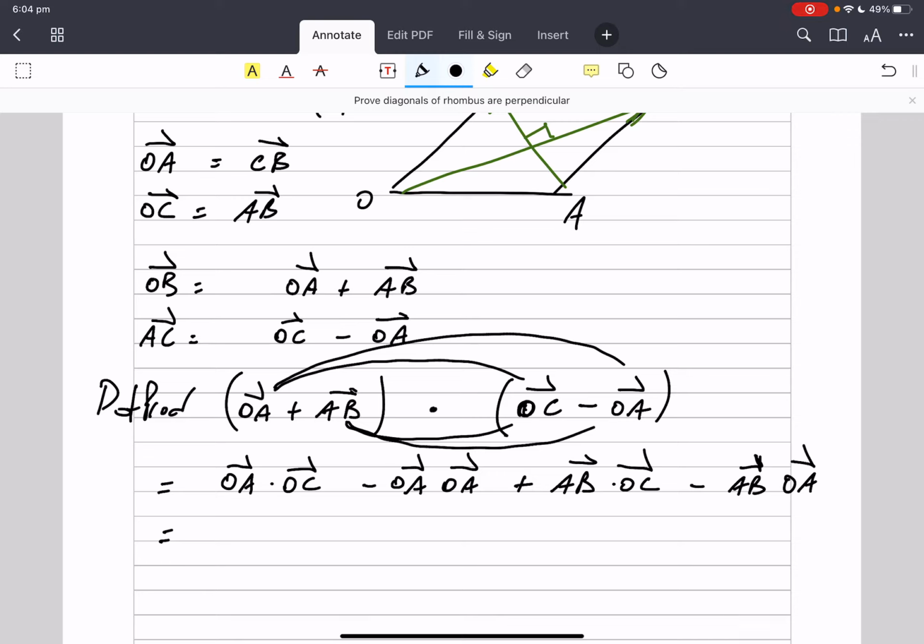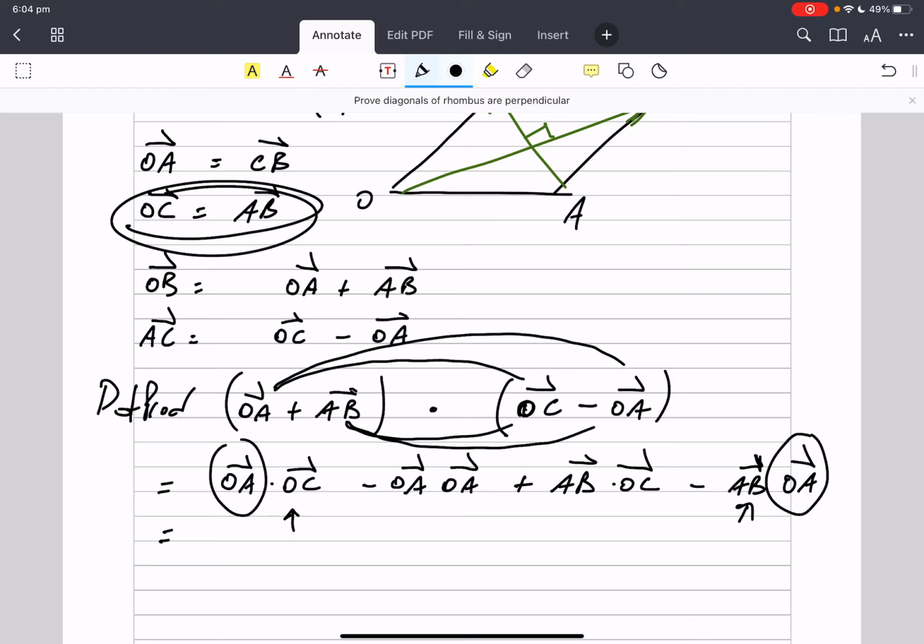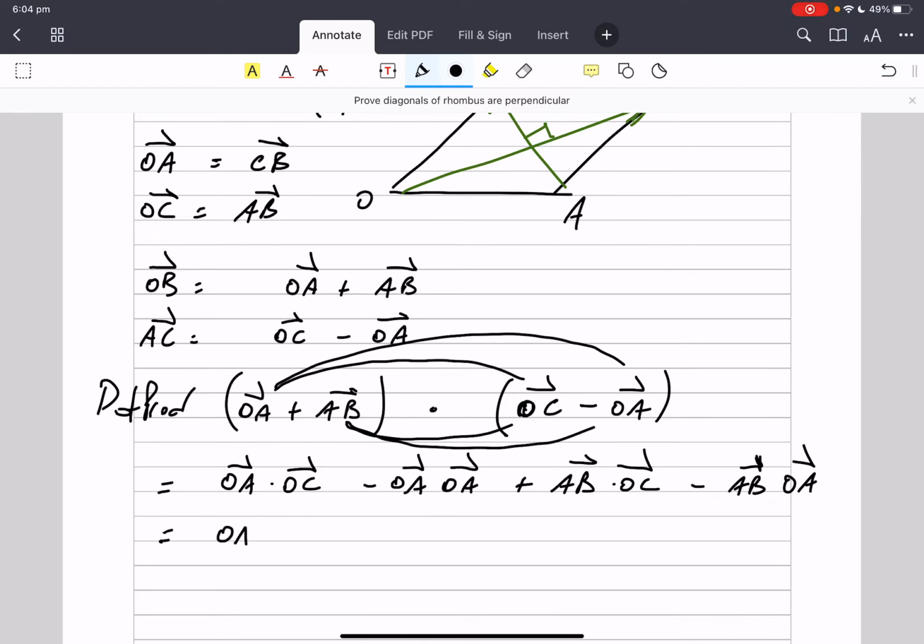Okay, what can we see? Can you see this OA and OC? And we've got OC and AB are the same from up there. So if I write it, because OC is also AB, minus AB dot OA, they cancel.